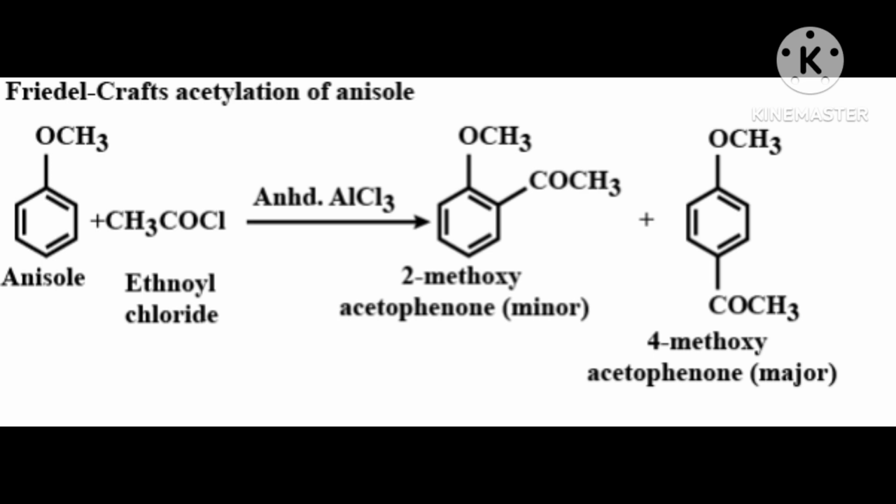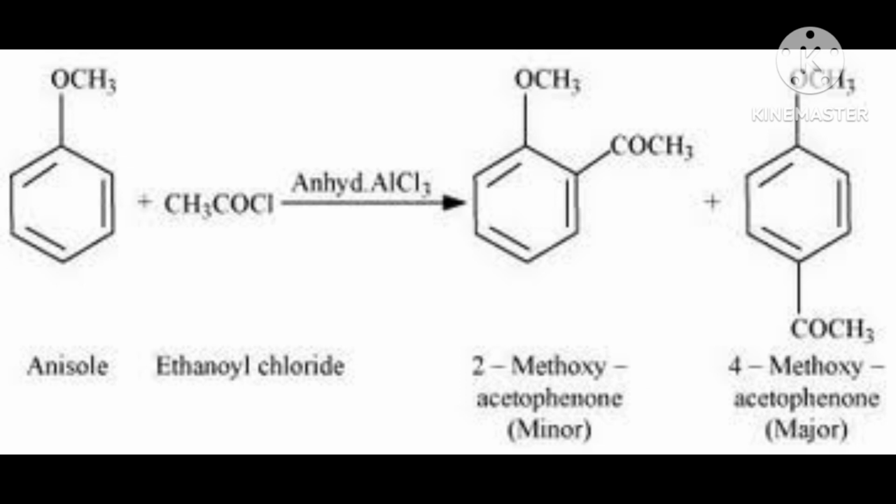Then this positive carbon will join with the benzene ring, at the carbon having a negative charge due to hydrogen going outside as H plus. Then there it will join. Now the COCH3 group is introduced in the benzene ring. Then it can join at either ortho or para.